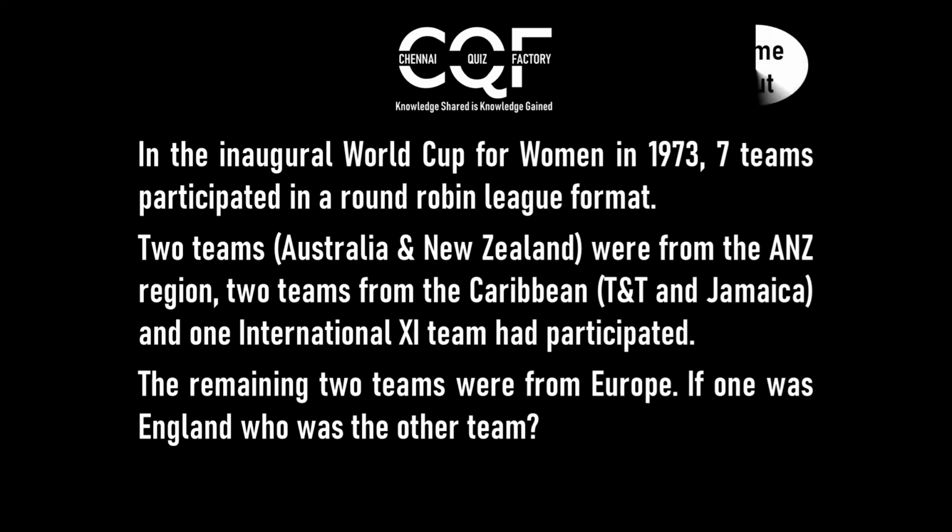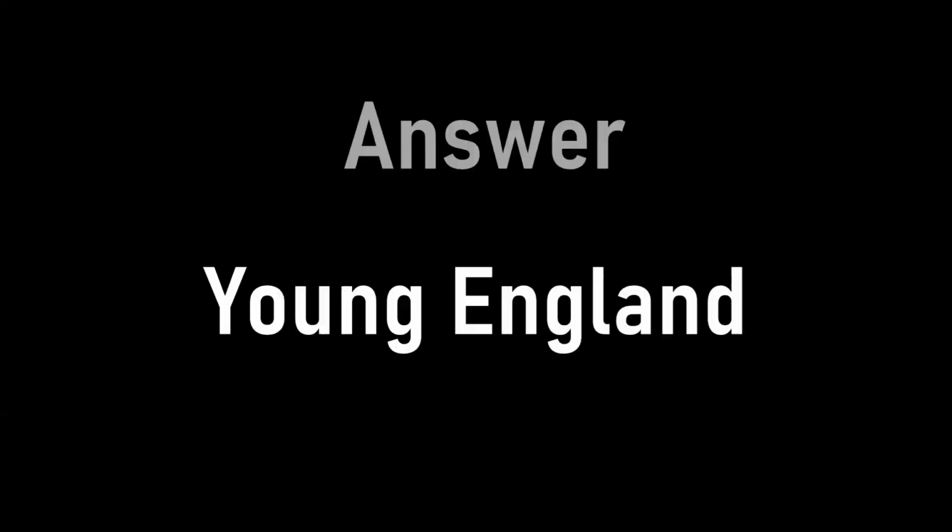So we did not have any Asian teams in the inaugural World Cup for women. So which were the 2 teams from Europe, England and X? And the answer is Young England. So you still have Young England teams, not only in cricket, you also have Young England teams in football and other games as well. These are typically under 21, under 23 players. And so that was the second team from Europe in the inaugural World Cup for women.